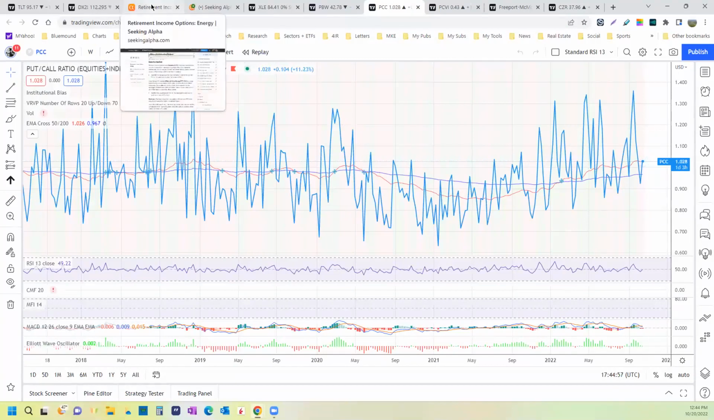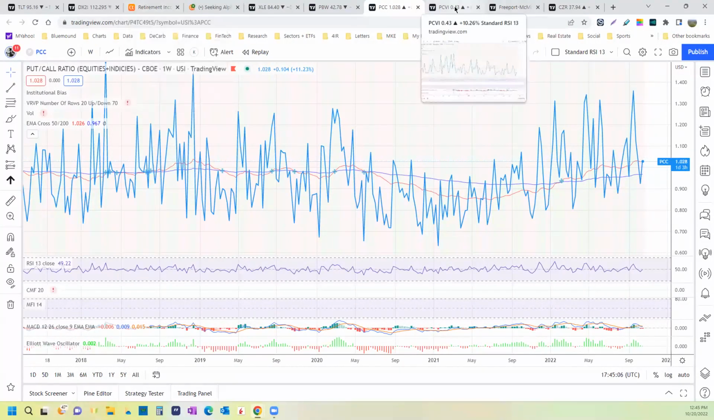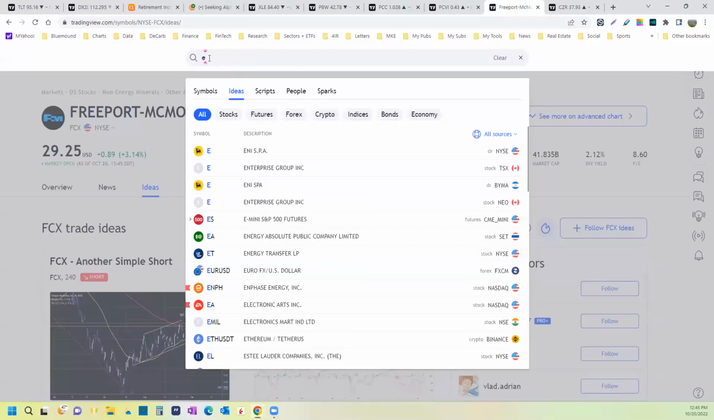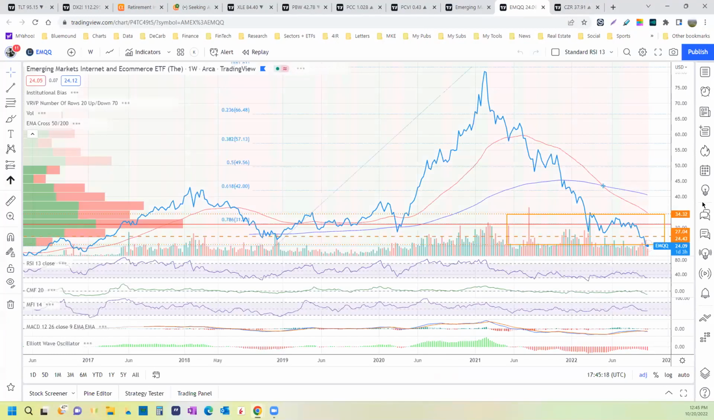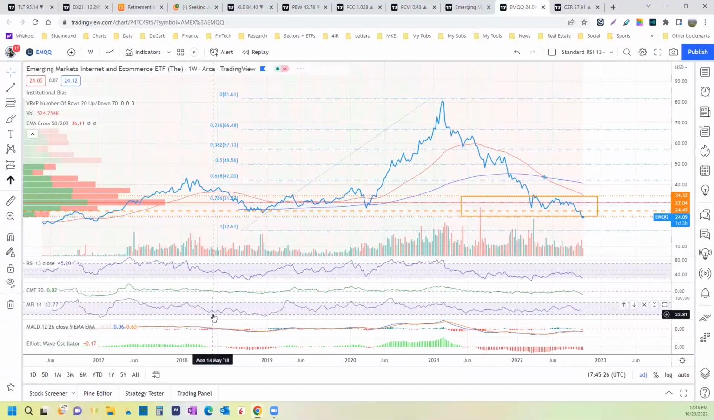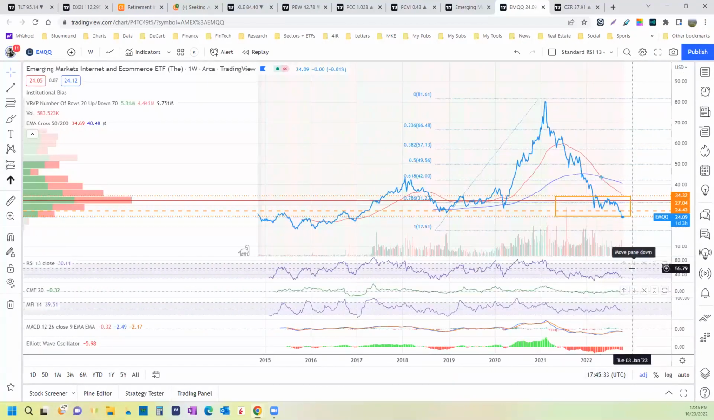But stay with your energy, stay with your cash, buy your small caps and mid caps. And tell you what, EMQQ just doesn't get too much sexier. That's just as cheap as it can get. Yeah. So I bought my first tranche at 30.